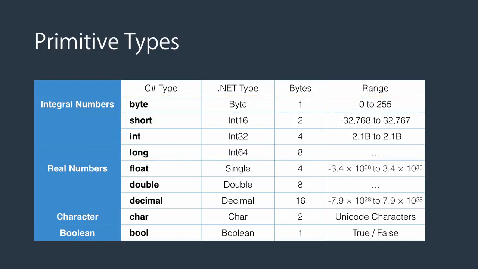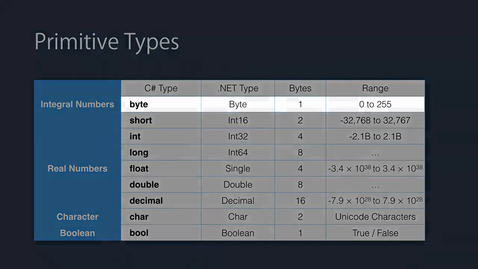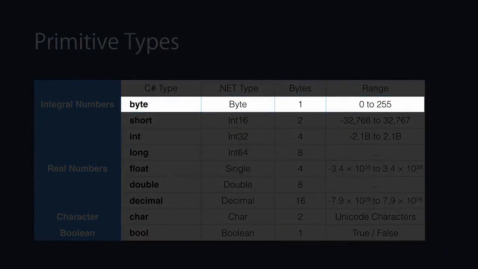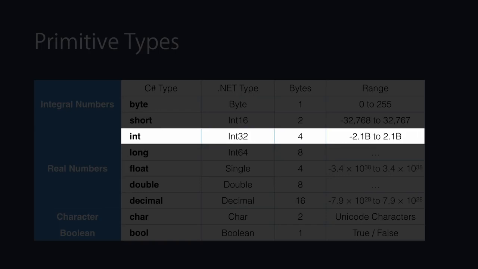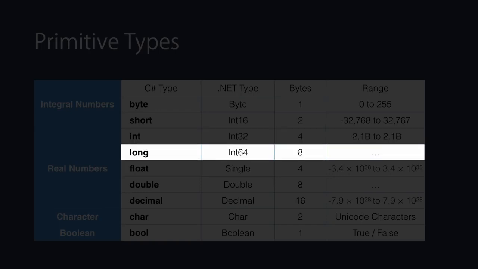The more bytes we have, the more storage we have, and we can store larger numbers. You don't really have to memorize the range of each data type, but remember, byte can store a value between 0 to 255, short can store a value between minus 32,000 to plus 32,000. Integer can store a value between minus 2 billion to plus 2 billion, and long is even bigger than that.